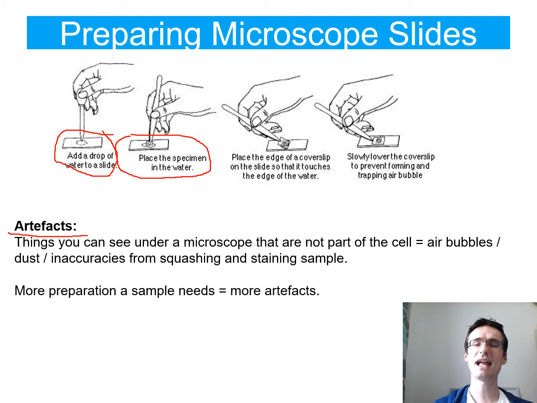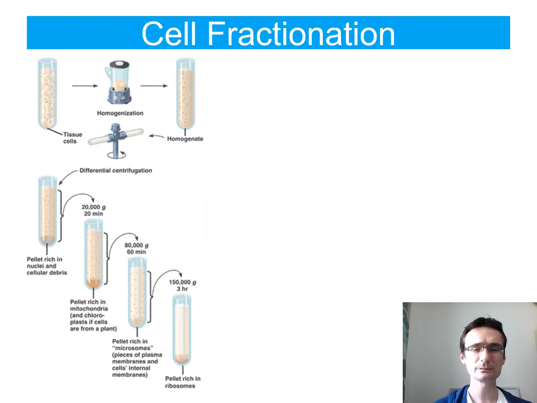And the only way you can tell for certain whether it is an artifact or not is by redoing the method slightly differently and seeing if you still have the same things that you're seeing in the first place. If you don't, then it's most likely to be an artifact, not a part of the cell.